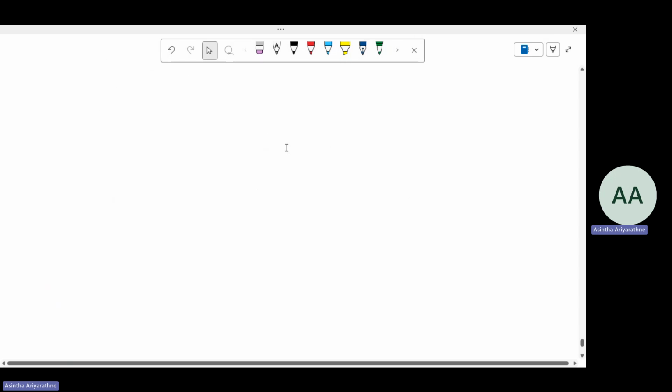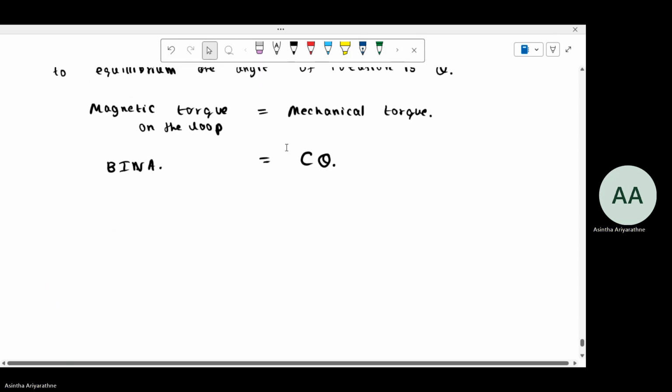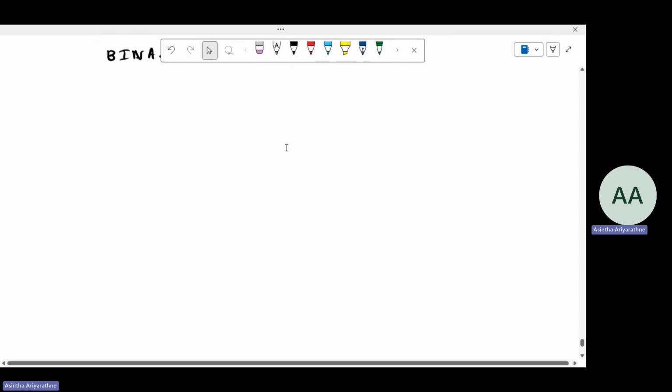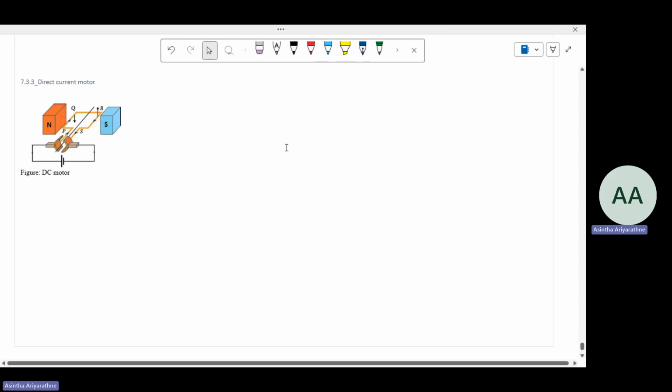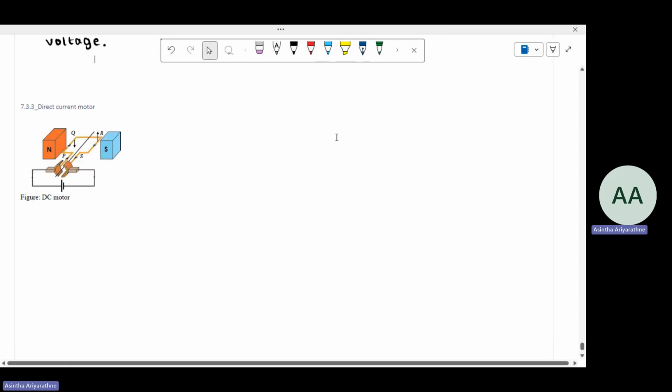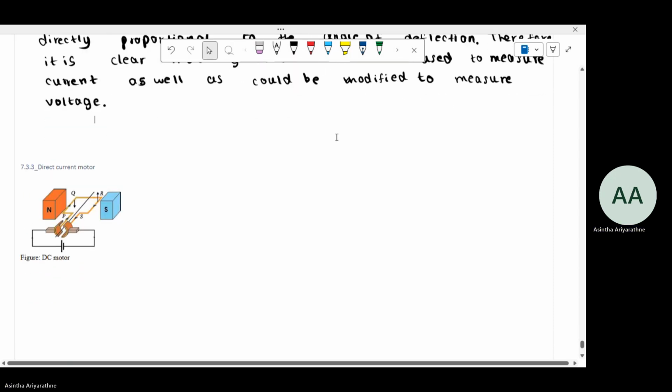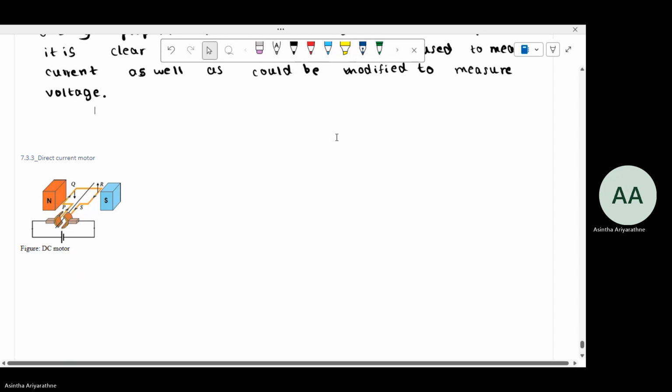So we can see here, a small amount of current can be measured directly, in the milliampere range. But this can be modified to measure the current in the ampere range as well as to measure voltage, and this could be used to measure the resistance of a resistor.